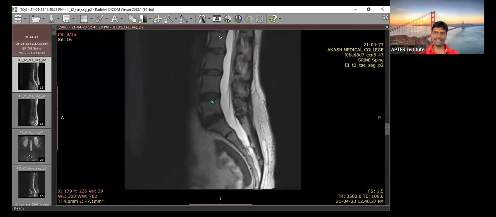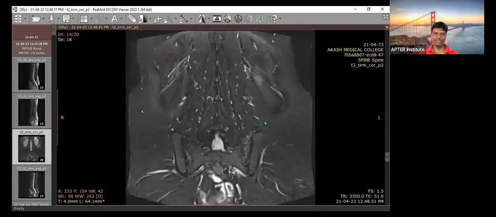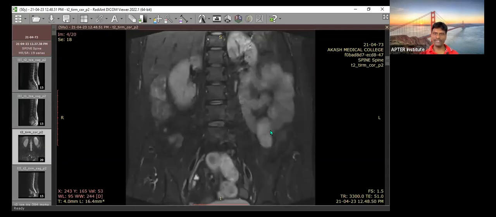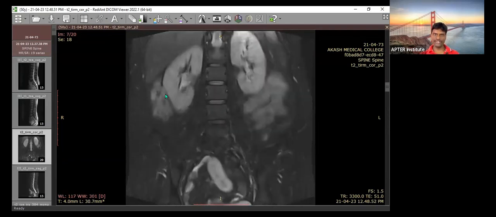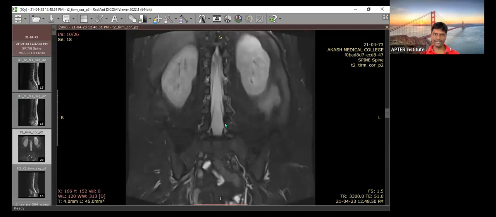The other discs are reasonably okay, though there's a slight degeneration in the L4, L5 level, and a little bit of fissuring happening in the L3, L4 level. Given our age, this is acceptable as our norm. Now let me go to the coronal view. As you see here, you are seeing the patient from the front. You are seeing the vertebral bodies and then the interposed disc here. You are seeing the kidney here, and then you are seeing the spinal canal over here.